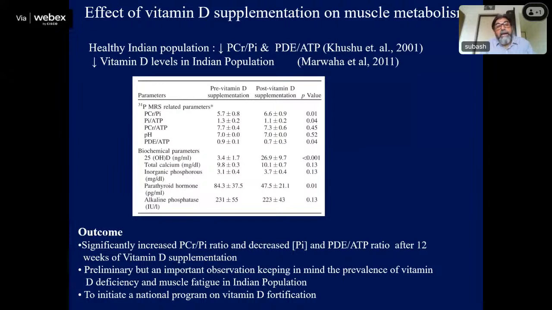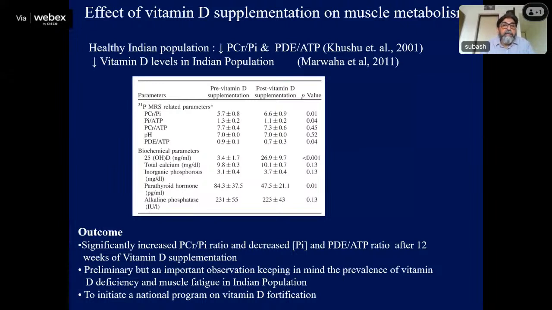And in the early 2000s, when I was working on the healthy Indian population, I found that, as I told you earlier, our muscle is intrinsically weak, that it has a lower PCr/Pi ratio and higher Pi/ATP compared to the Western population. At that time, I could not find out the reason. We thought it could be just because our protein intake is much less than the Western population.